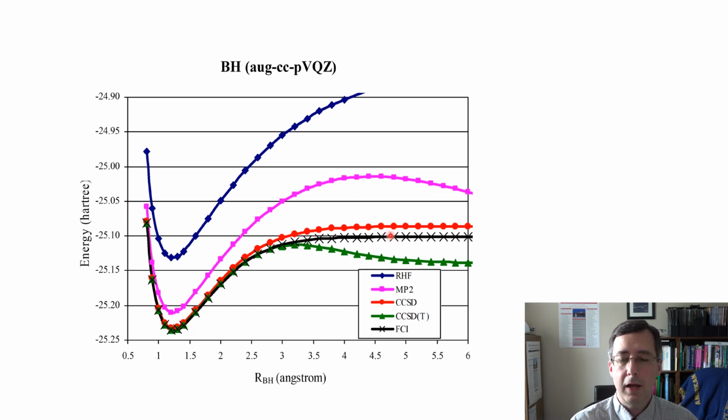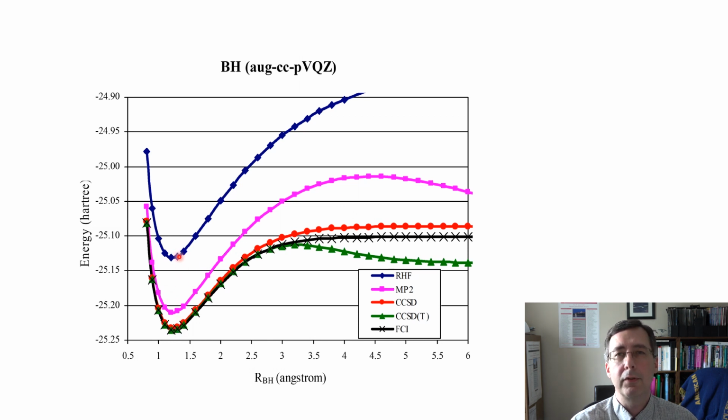Let's start off at the top with restricted Hartree-Fock in blue. I get a curve that might look okay to you if you didn't know what the right answer was, but the right answer is the black curve. That's full CI in this basis set, and it's way different. And you notice a couple things. First off, the blue curve is shifted way up compared to the black curve.